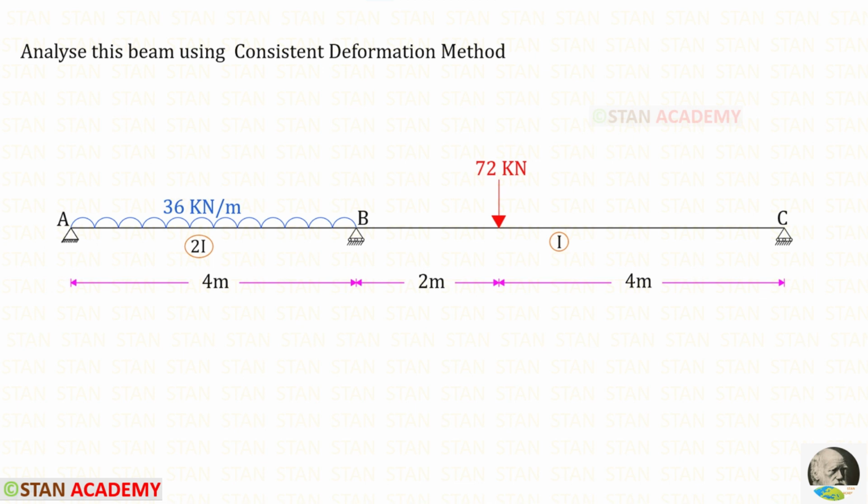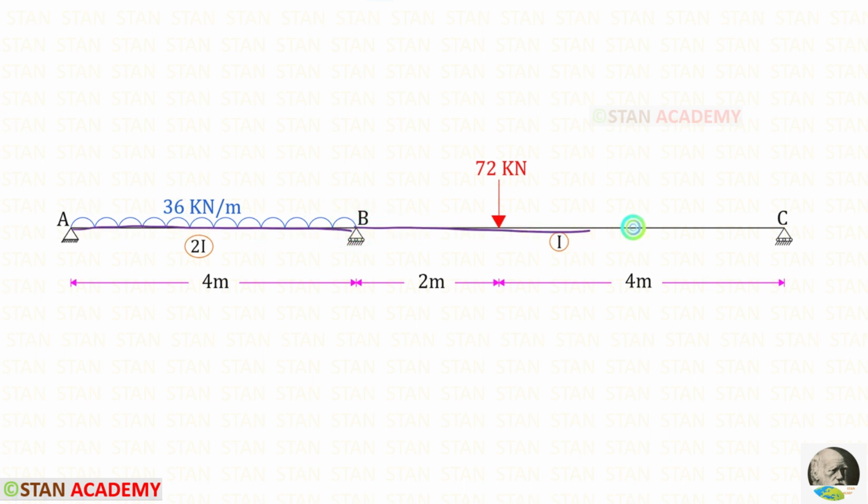Hello everyone. Today we are going to analyze this beam using consistent deformation method. In this beam there are two spans, span AB and span BC. In the span AB there is uniformly distributed load 36 kN per meter. It is acting for the whole span.